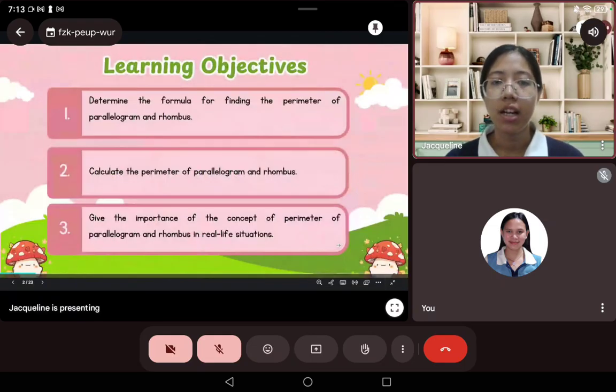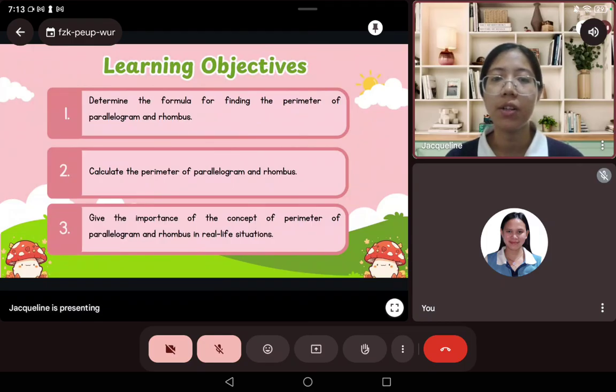So these are my learning objectives. First is determine the formula for finding the perimeter of parallelogram and rhombus. Calculate the perimeter of parallelogram and rhombus. And lastly, give the importance of the concept of perimeter of parallelogram and rhombus in real life situations. Alright, so let's start.